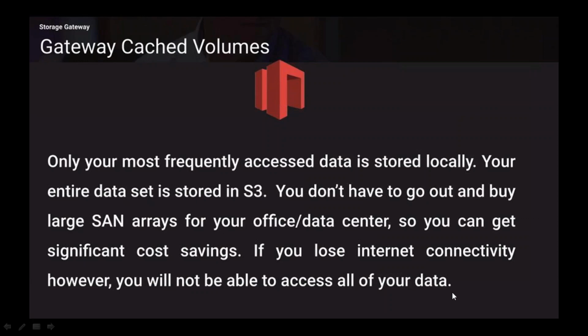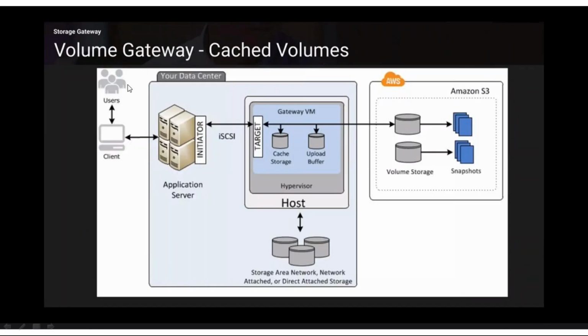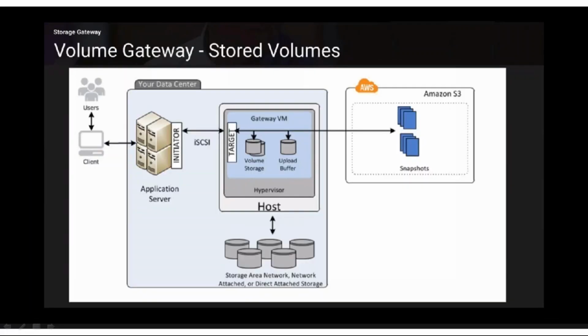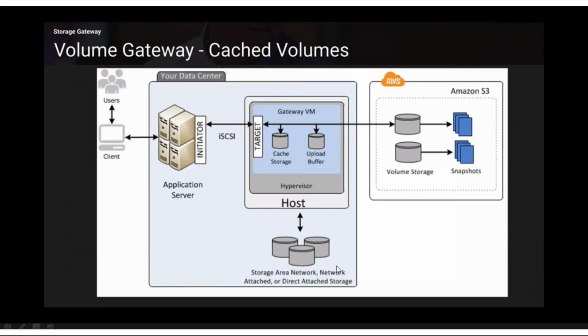Now let's see how this is working. In this case again, I have my users who are trying to access the servers from their laptops or computers, and they are connected to my application server, and in between I have a gateway cached volume. And you can see the number of storage devices is considerably reduced from the last case. Here I have around 5 of them, but here I'm keeping only 3, which means if my users access the data which is more frequently used, only that data I'll keep inside my data center. The rest of the data I'm going to keep on my AWS cloud itself.